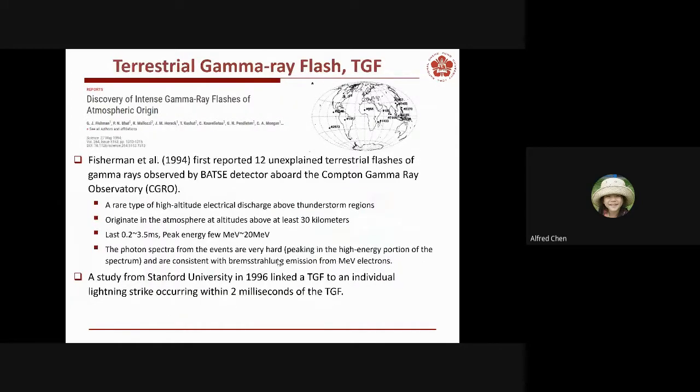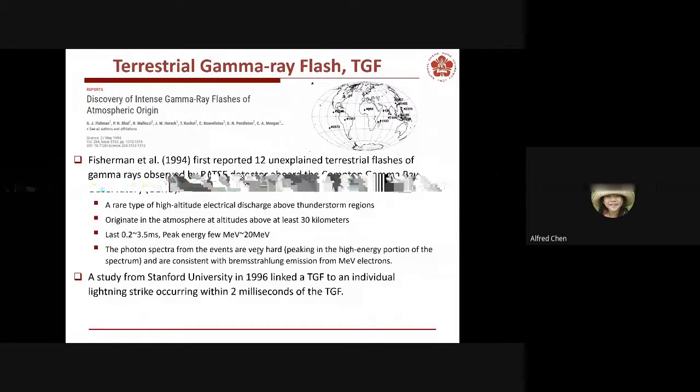Okay, terrestrial gamma ray flash, also known as TGF, was first reported by Fishman et al. in 1994. They reported 12 unexplained terrestrial flashes observed by the Compton Gamma Ray Observatory. This satellite was originally designed to monitor gamma ray bursts in astrophysics, but they accidentally found from their catalog 12 flashes coming from the atmosphere.